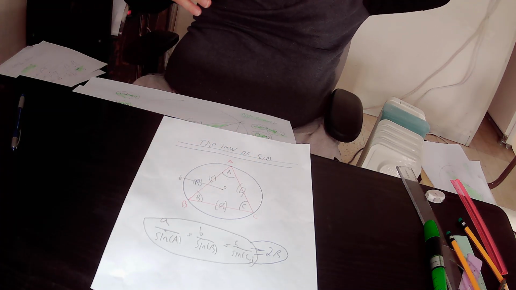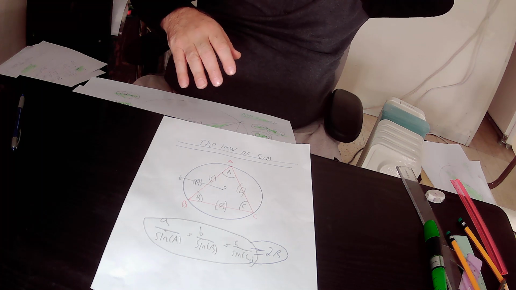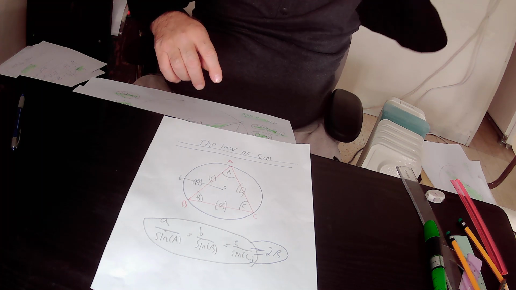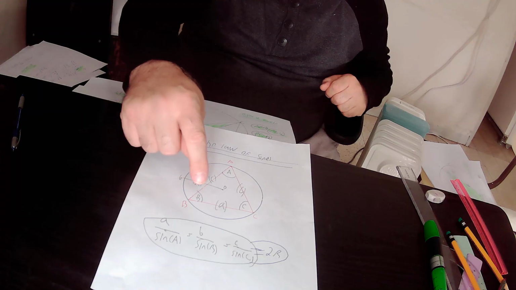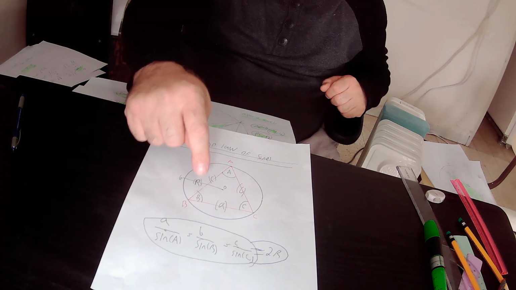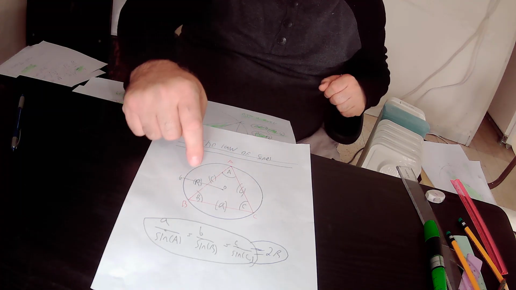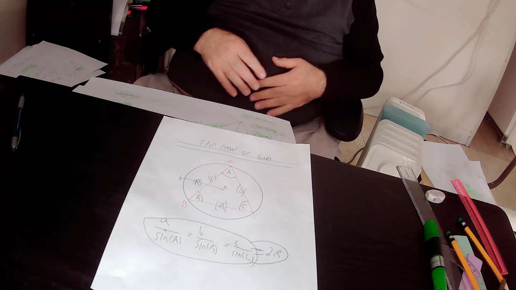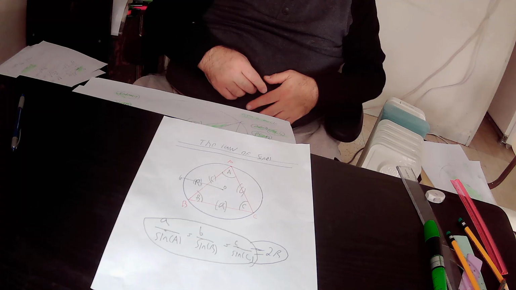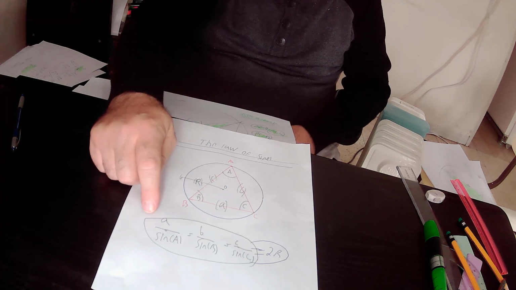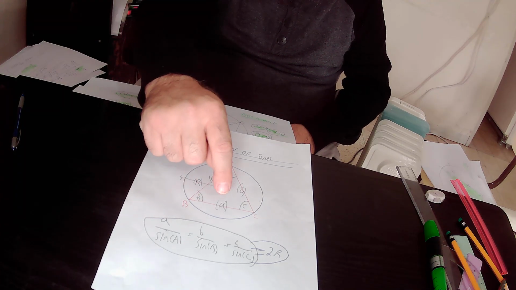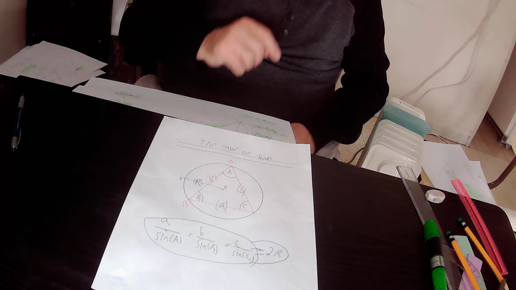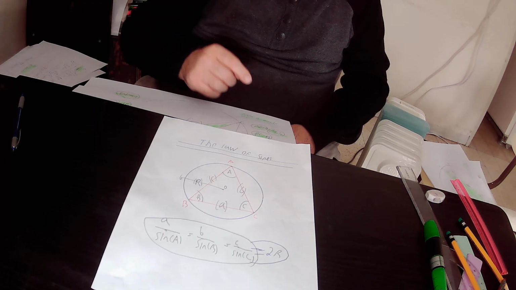So according to the law of sines in its full version, the following equation holds: a over sine A equals b over sine B equals c over sine C equals 2R. And R is the radius of this circle that circumscribes triangle ABC. So we can implement the law of sines in its full version.